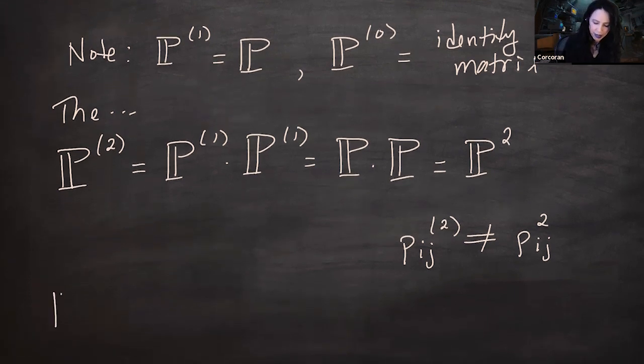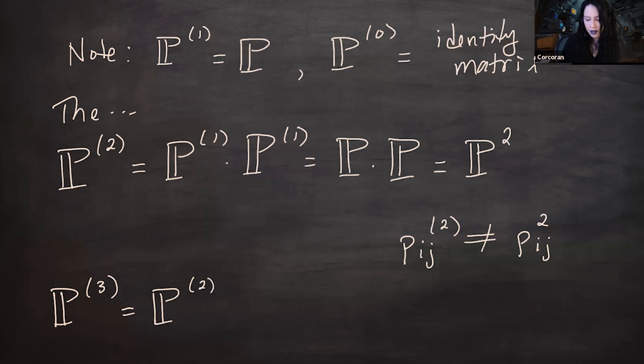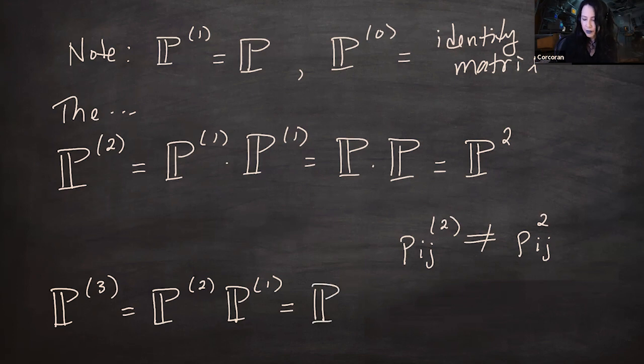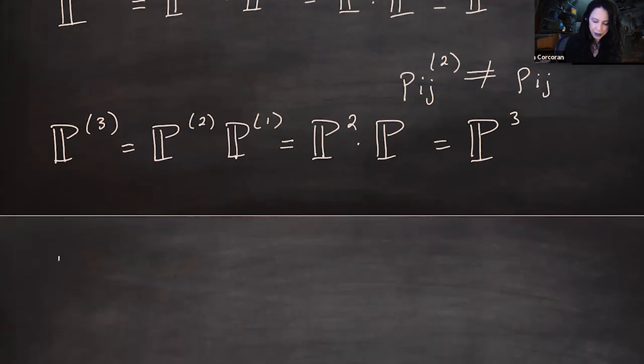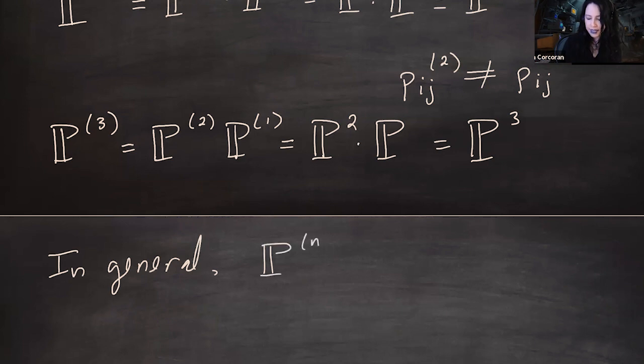I think you can probably see what's going to happen here, but let me write one more. The 3-step transition probability matrix, we can break this up in a couple of ways. I can do it as the matrix of 2-step transition probabilities times the matrix of 1-step probabilities, but we just saw that the 2-step transition probability matrix is the original one squared. And so we get P cubed. And so in general, the matrix of n-step transition probabilities is the original matrix to the nth power.